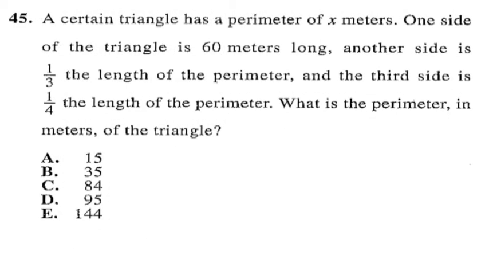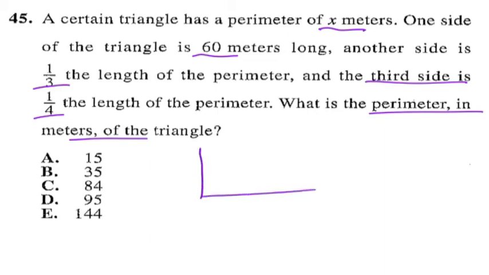A certain triangle has a perimeter of x meters. One side of the triangle is 60 long and another side is 1/3 the length of the perimeter. And the third side is 1/4 the length of the perimeter. What is the perimeter in meters of the triangle? Okay, so let's go ahead and look at this. This triangle has a perimeter of x.